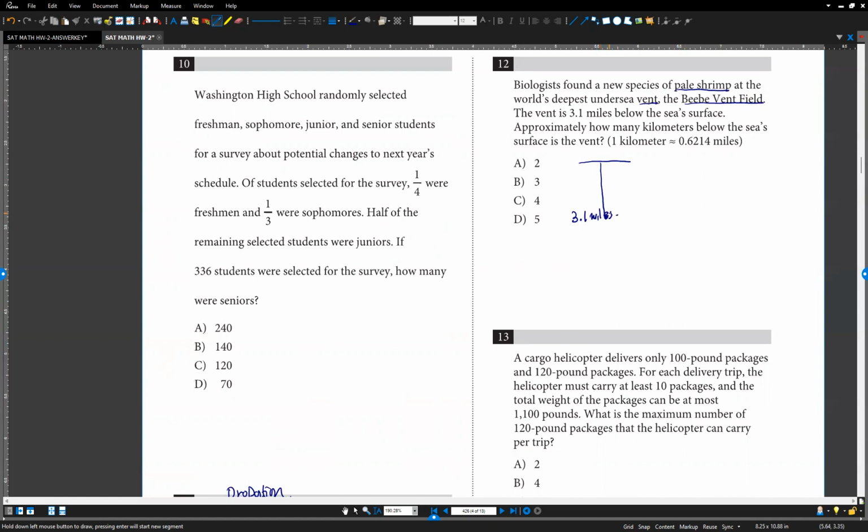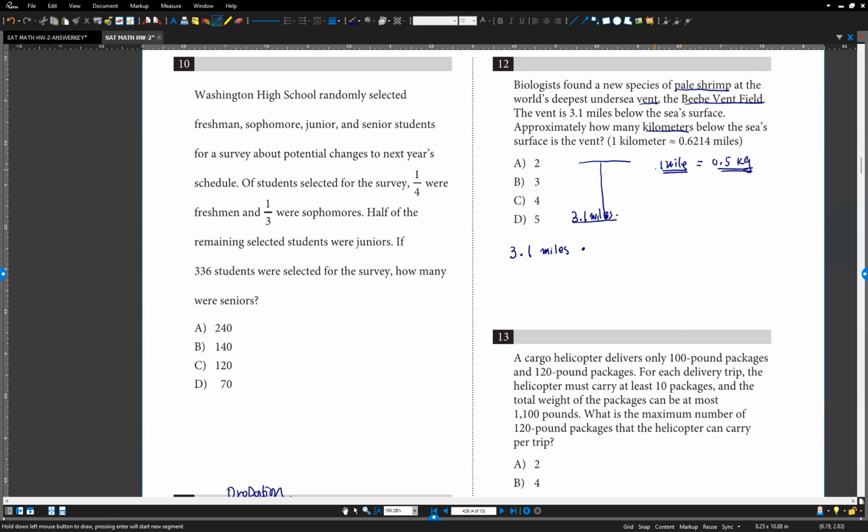Okay, it's just to change the unit. So approximately how many kilometers? We're going to change miles to kilometers. Write down 3.1 miles. If you have 1 mile equals approximately 1.6 kilometers, this 1 mile is given. At this time, you can use substitution into the miles, and you can put this one over here.